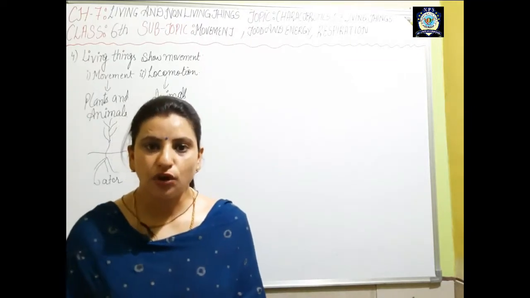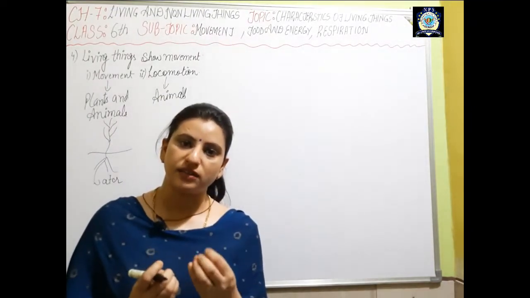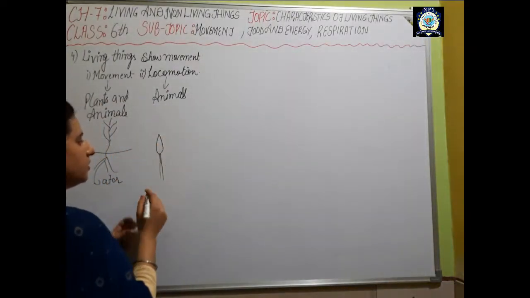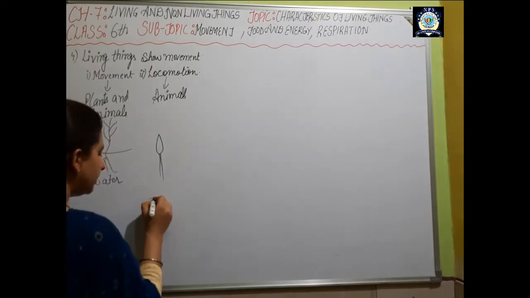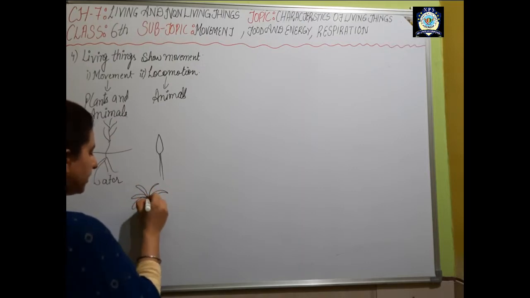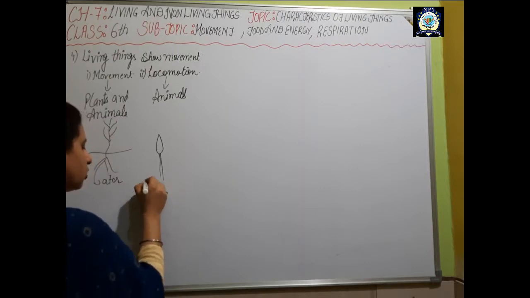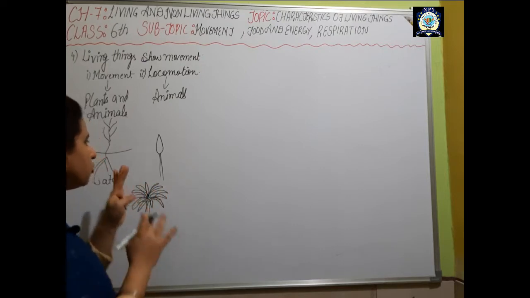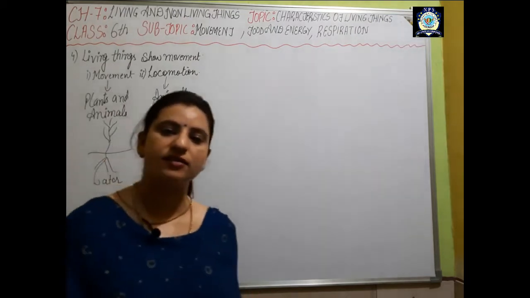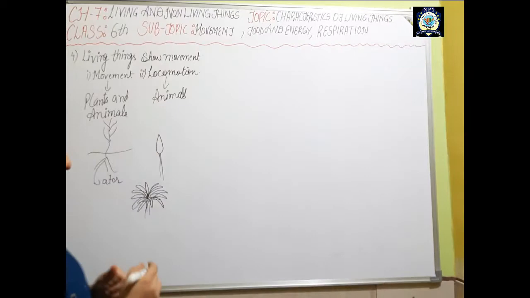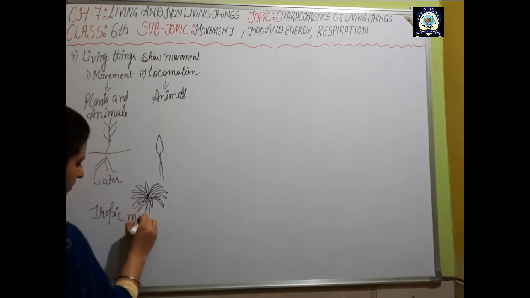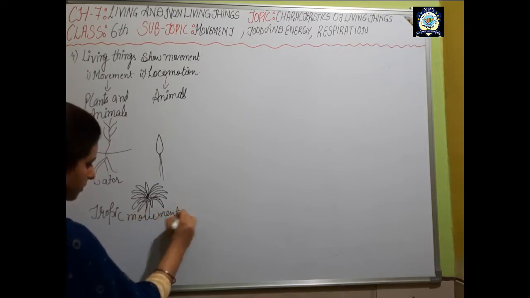Another example: when plants are buds, they are very small and packed like this. But when the flower blooms, the green sepals and the petals will move outward. The petals of the flower move outward. This is also one kind of movement shown by the plant. And all these kinds of movements which are shown by plants are called tropic movements, or tropism.